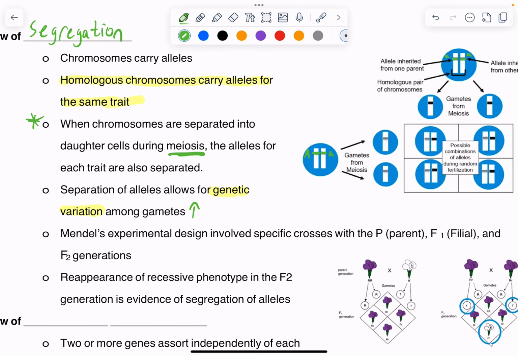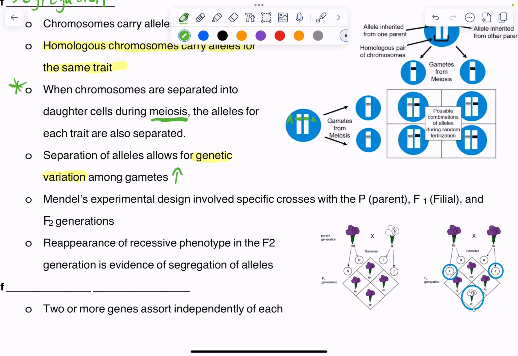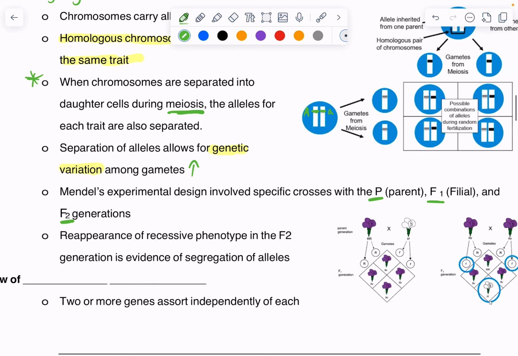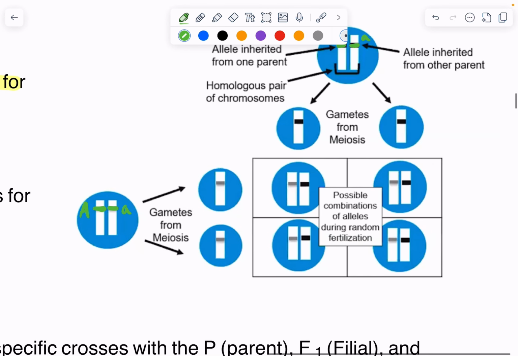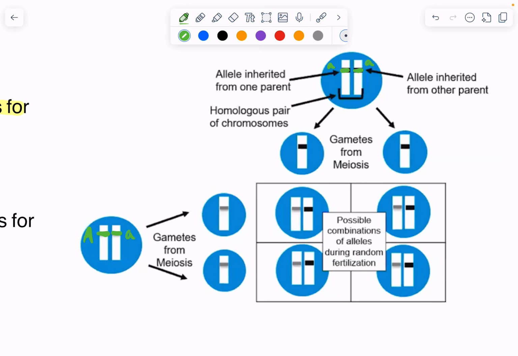Okay, so Mendel's experimental design involved specific crosses with the P. We'll see some symbols here. P means parent. F1 is going to be the first generation from the parents versus F2 generations, which are like the grandchildren of the parents. And so we can use P, F1, and F2 to talk about these traits that we see over time across generations.